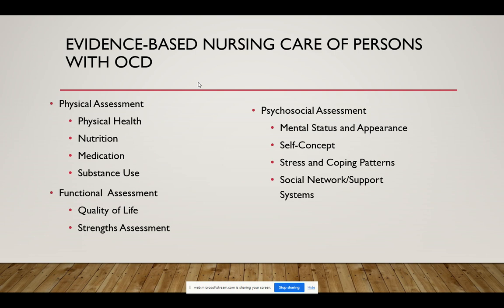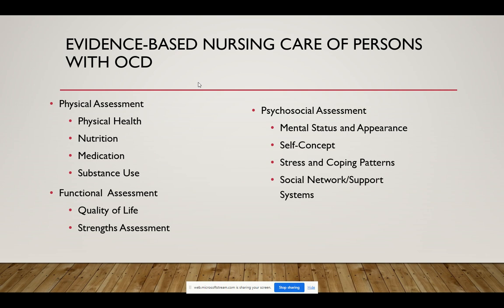Psychosocial assessment, so we're looking at their mental status. We already talked about their appearance, what they might look like, where they might have lesions. I'm going to guess their self-concept's not going to be great. They're probably pretty self-conscious about all these repetitive actions that they're doing. They probably don't want to go out in public because of it. So that's something to be aware of.